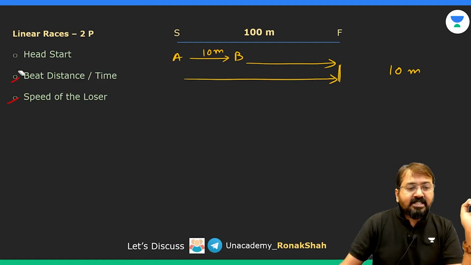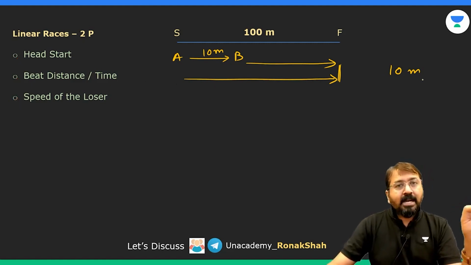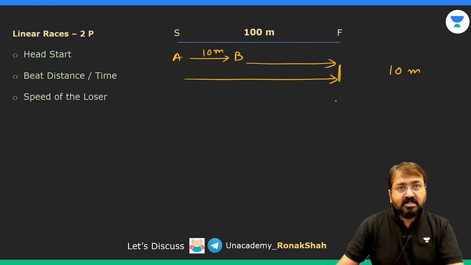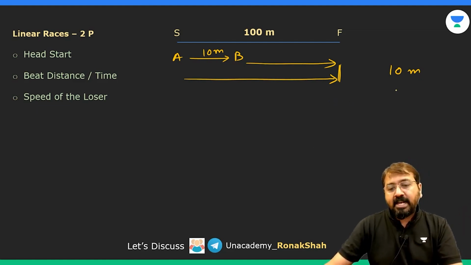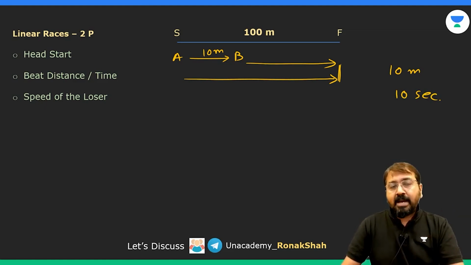Right. Now let's understand what is the beat distance. In a race of 100 meters, if A beats B by 10 meters, then that's called beat distance. Similarly, you can also be given beat time. Say in the same race, A beats B by 10 seconds. That means if both of them are running the full length of the race, B takes 10 seconds more. So you can say A has beaten B by 10 seconds.